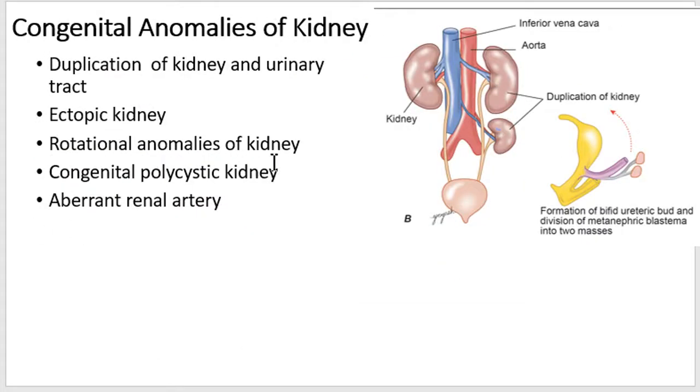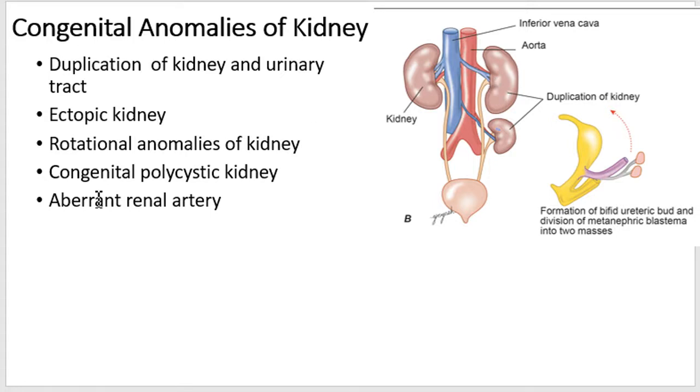Rotational anomalies of the kidney. When the kidney is not rotated, the hilum is facing anteriorly, and when it rotates more, the hilum faces posteriorly or laterally. The aberrant renal artery: when the lower arterial supply persists, it is known as the aberrant renal artery.